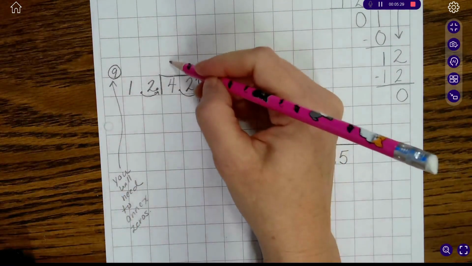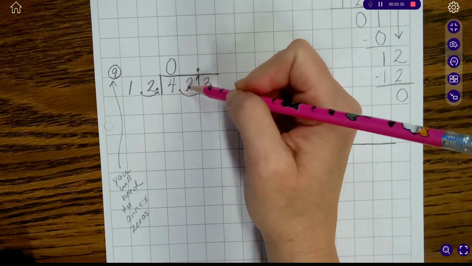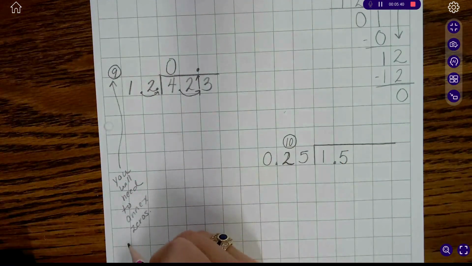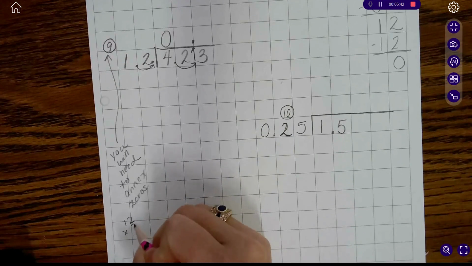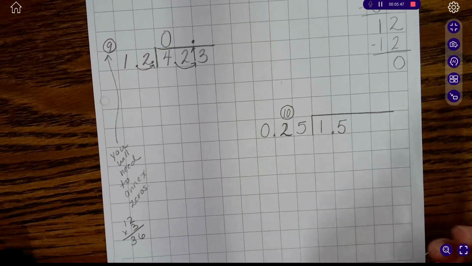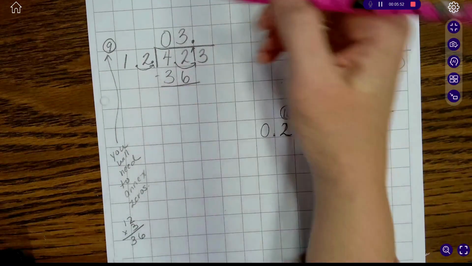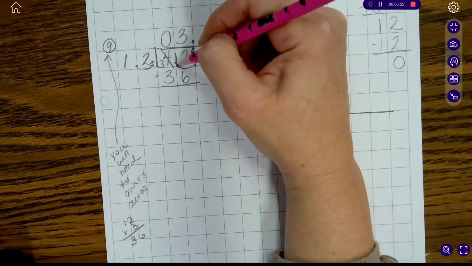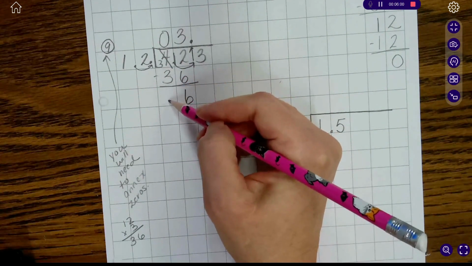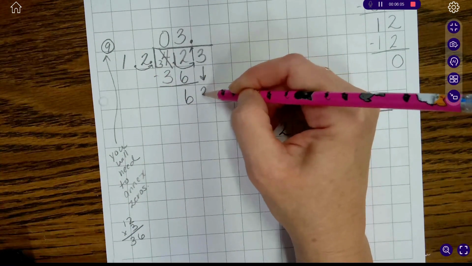12 cannot divide 4, so we write a 0. 12 can divide 42. So I'm going to estimate 3 times. So do 12 times 3, 36. All right, so then 3, 36, subtract. I have to borrow to subtract. 12 take away 6 equals 6. 3 take away 3 is 0. And 6 is less than 12, so we can move on. We're going to bring down the 3.